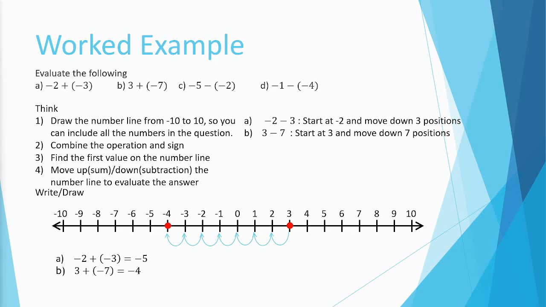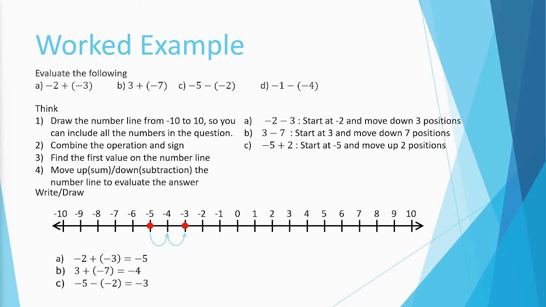The next one is -5 minus -2. So because I've got that -2 there, I'm going to have to change the sign and I'm going to get -5 plus 2. So I'm going to start at that -5 point and I'm going to add 2 to that. And so that means I'm going to be moving up that number line and I get to -3. So I'm going to write my answer down again. -5 minus -2 equals -3.